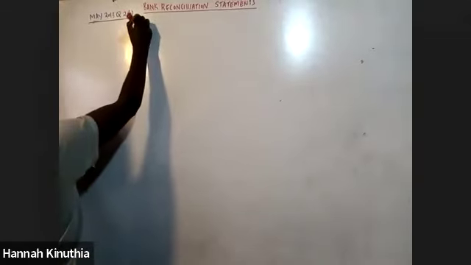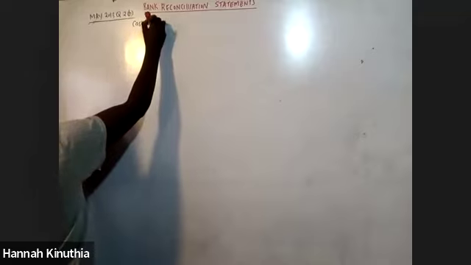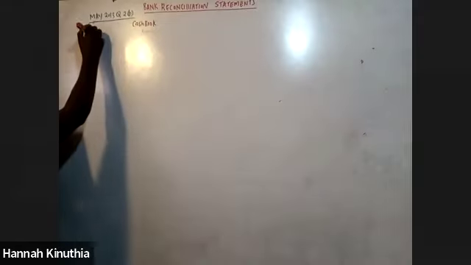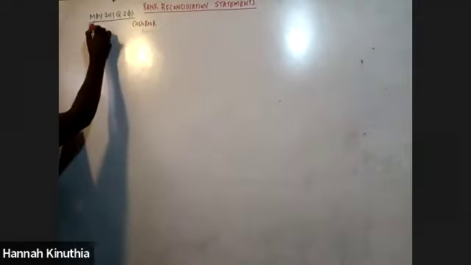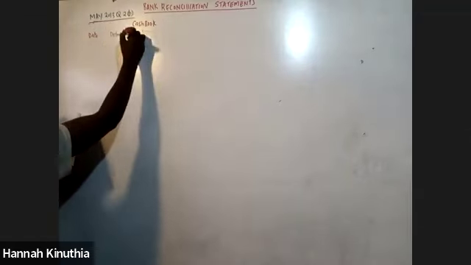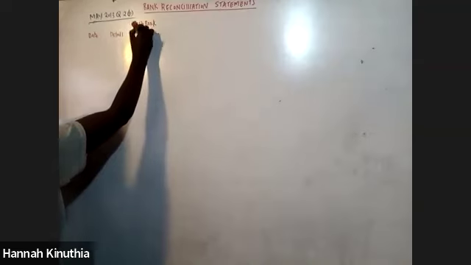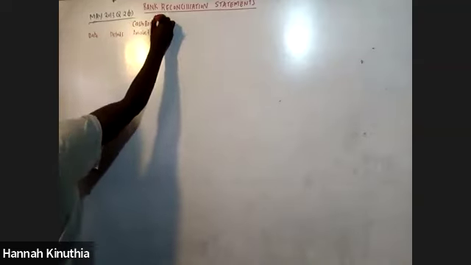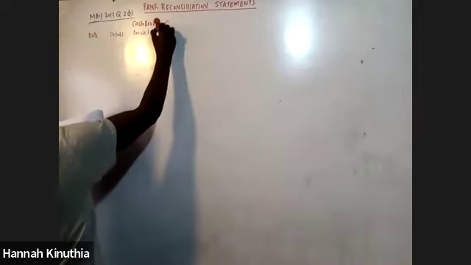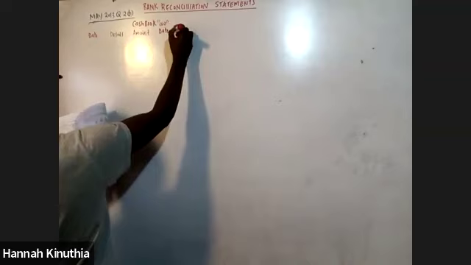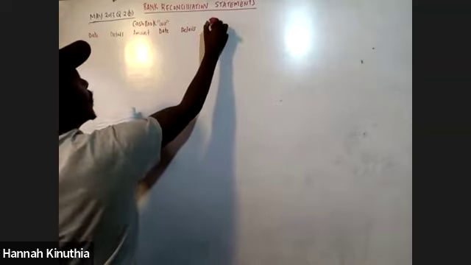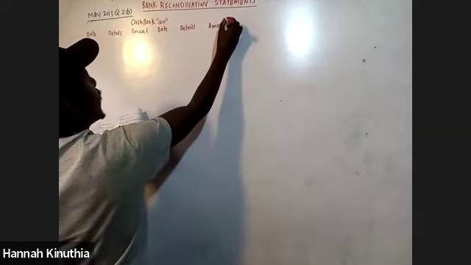So we have our cash book. We have our cash book. So we have the date, details, amount. The amount is in thousands. Then we have the date, details, then amount.